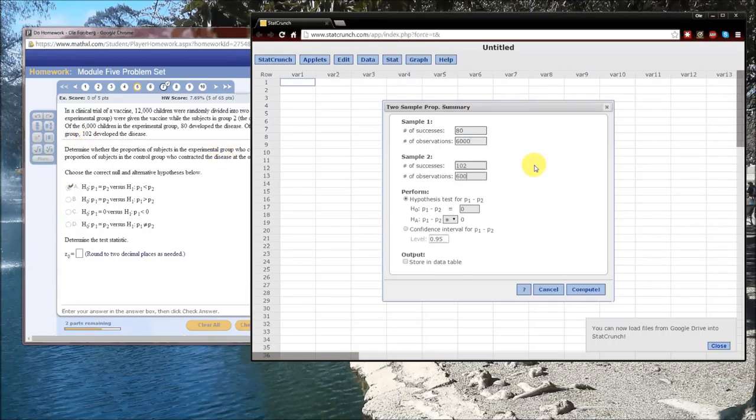Our null hypothesis is equality. As always, our alternative is P1 is less than P2. Which, writing it this way, P1 minus P2 has to be less than 0. And let's compute.